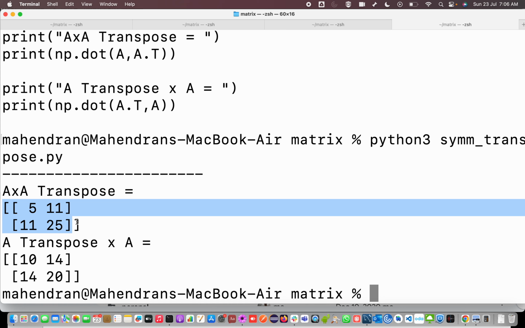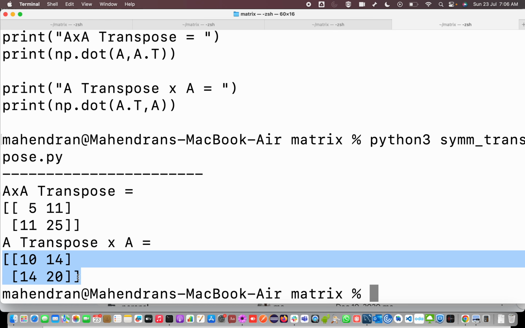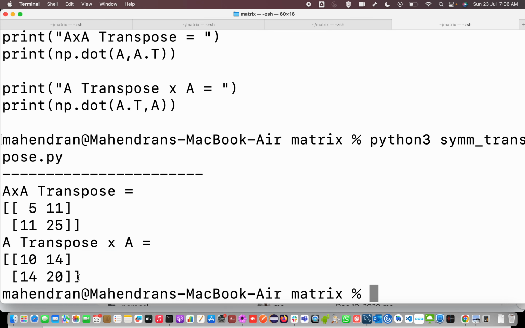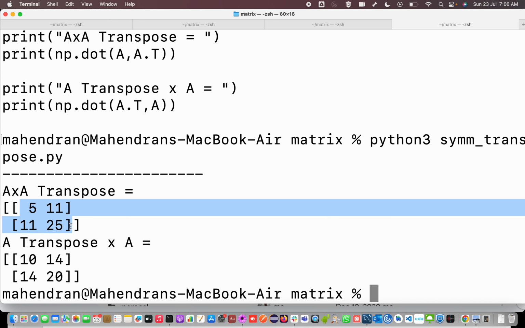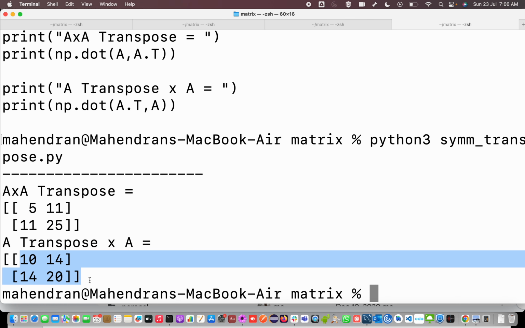Okay, this is symmetric. A into A transpose is symmetric. A transpose into A is symmetric. Both give different answers, but they are symmetric. So this is the proof. All right.